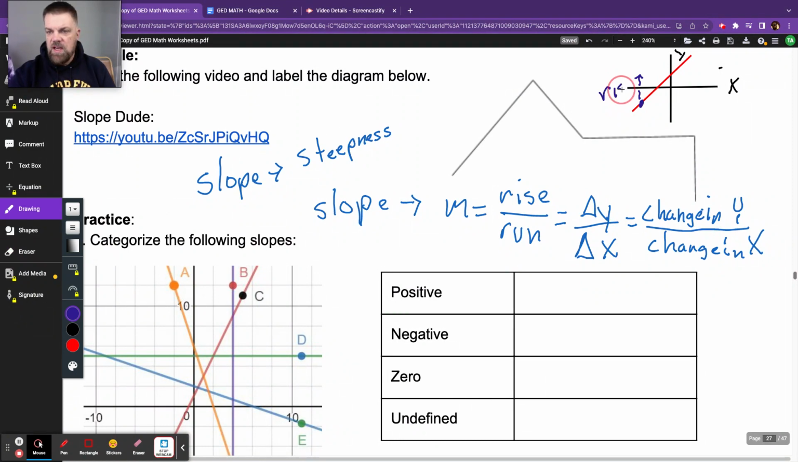So we call this the rise. And then if I go over, we call this the run.